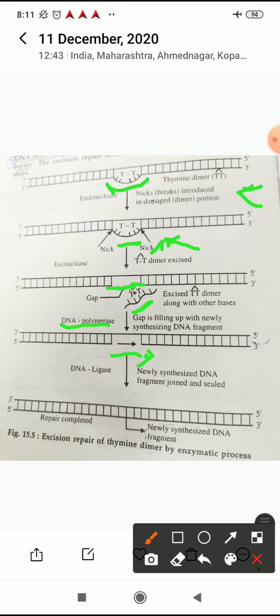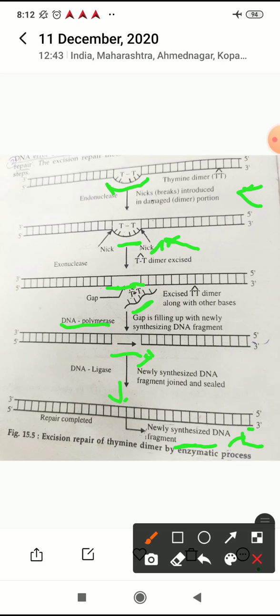And DNA ligase is the enzyme which joins the newly synthesized DNA fragment, restoring the DNA, or repair of the DNA, is complete here. So like this we can give the explanation for excision repair or dark repair or dark reactivation method of DNA repair.